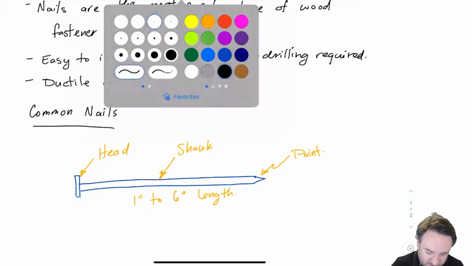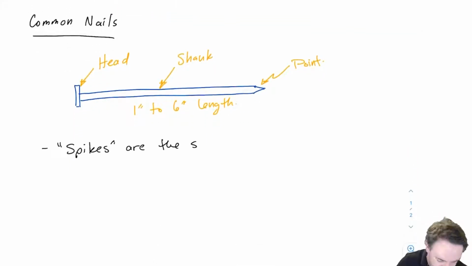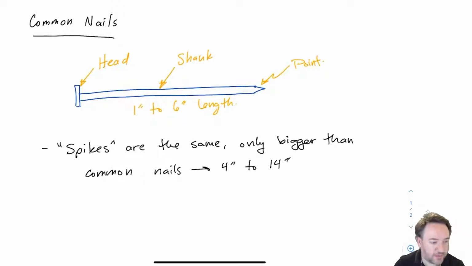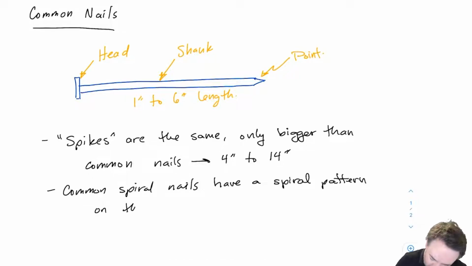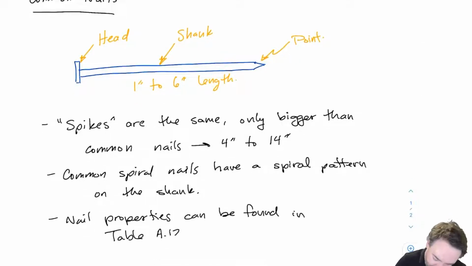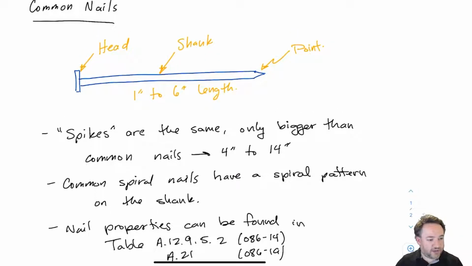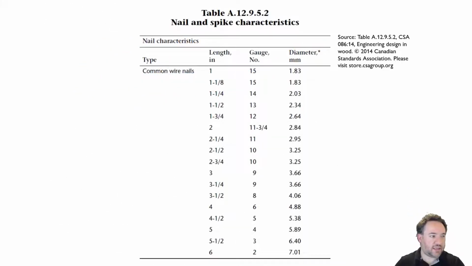have a couple other types like spikes, which basically have the same geometry but are just wider and longer. And then there's also common spiral nails, which have a shank that has kind of a spiral pattern in it. But they all basically have the same kind of strengths, and it's going to depend on the cross-sectional size of the nail. Now you can find these nail properties in a table in the back of the standard in the appendix. That table looks something like this.